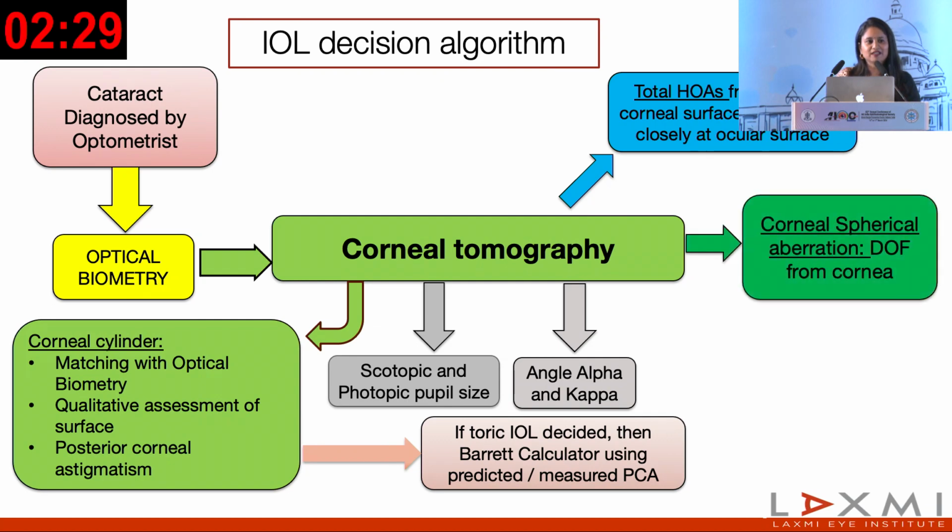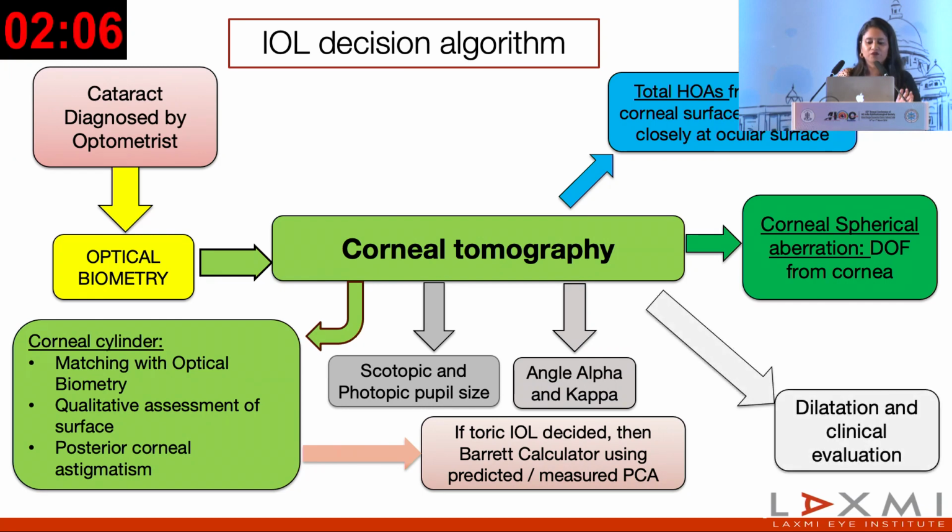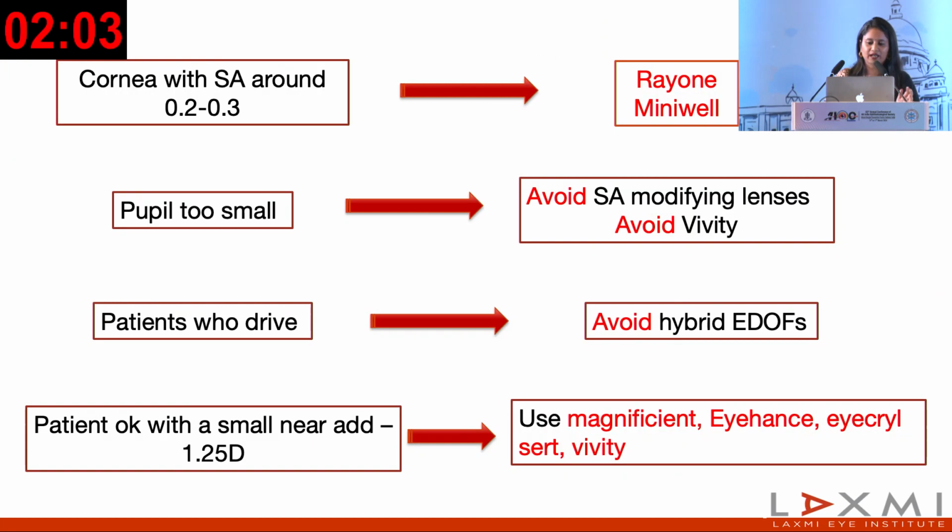But today, with most of these lenses utilizing or manipulating the spherical aberrations, you should also look at the corneal spherical aberration profile. This could help you understand that if you use a lens which just enhances the pre-existing corneal spherical aberration, you may do very well with a basic lens, or a lens which you may not even consider if you won't look at the corneas. After all of this, we finally then dilate and do the clinical examination.